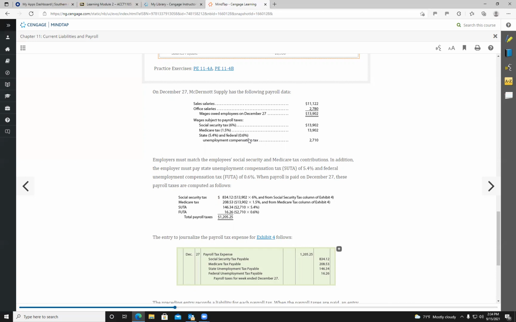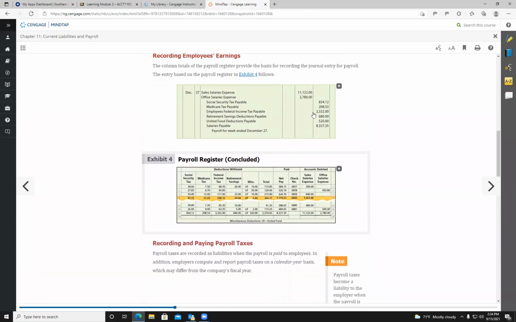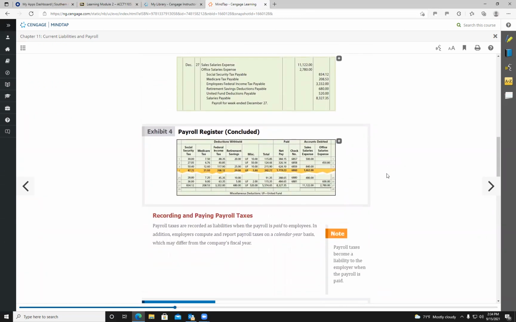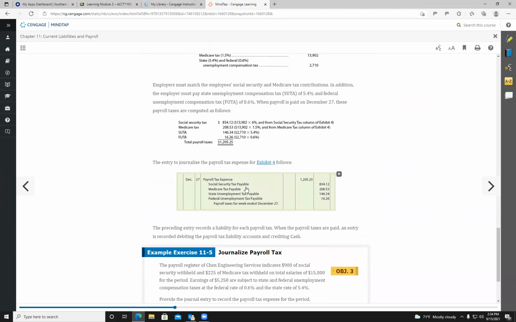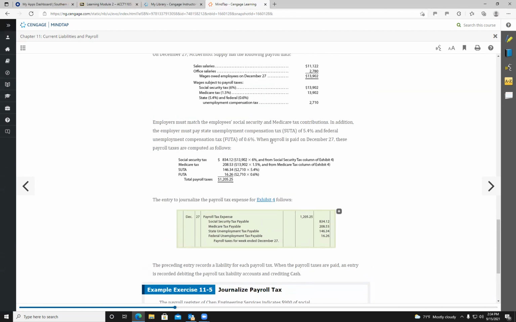So when payroll is paid on December 27th, these payroll taxes will be computed as follows. They have to match the Social Security and Medicare. We have that calculated out here, and if we come up here, it does match what we recorded for the employee's earnings. So that's going to be the employer portion. Then we also have to calculate their state and federal unemployment compensation tax. It tells us that the state is at 5.4%, so we calculate 5.4%, and then we calculate 0.6%.